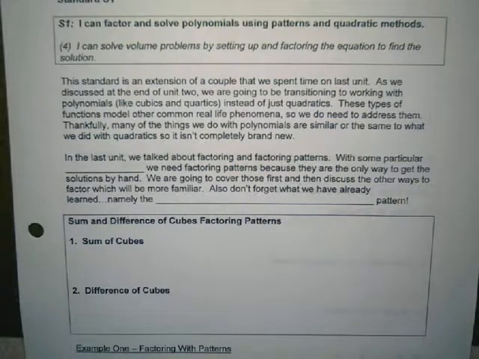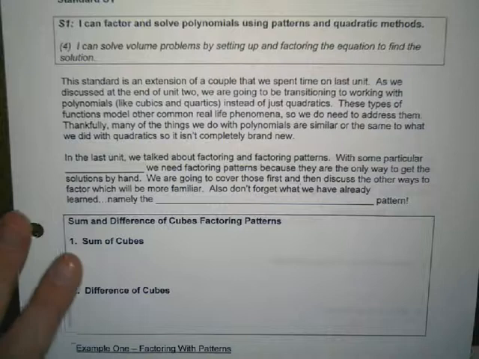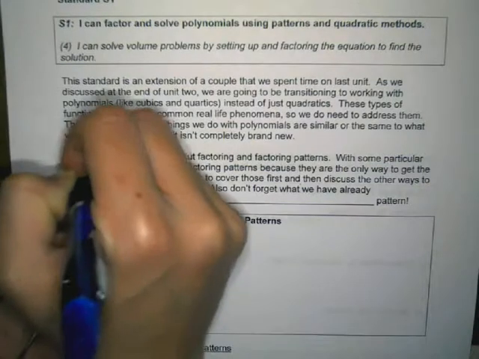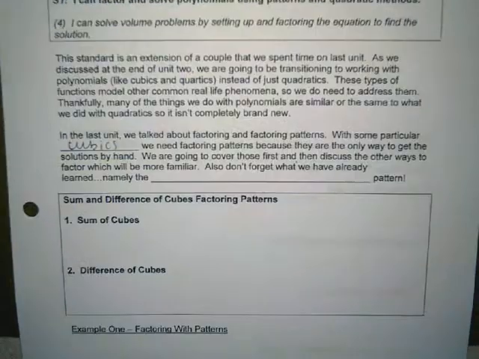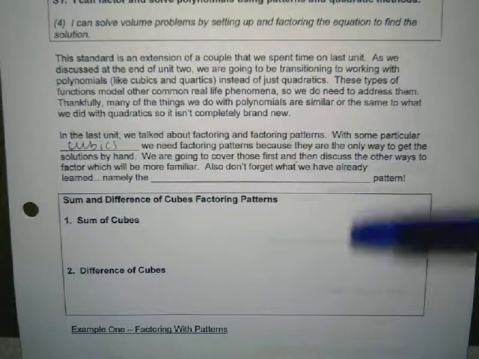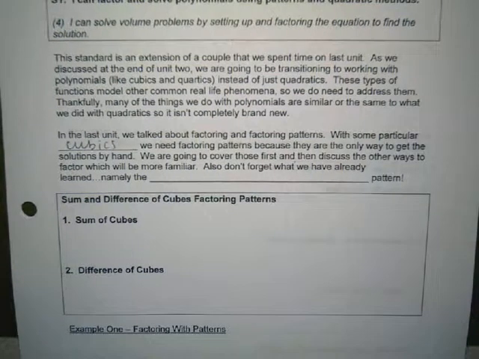In the last unit, we talked about factoring and factoring patterns. With some particular cubics, especially, we need factoring patterns because they're the only way to get the solutions by hand. So almost all of math can be done several different ways. Like when we solve quadratics, you can use factoring, you can use completing the square, you can use quadratic formula to get to the same answer. However, these are some of the rare times when if we want to factor by hand these two situations, this pattern is the only way to do it. So we're going to cover those first and then discuss the other ways to factor, which will be more familiar.